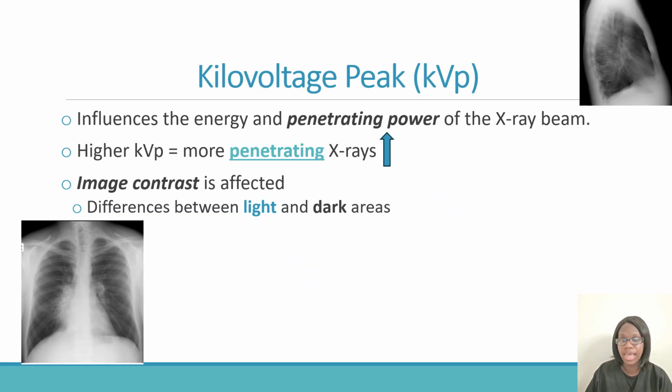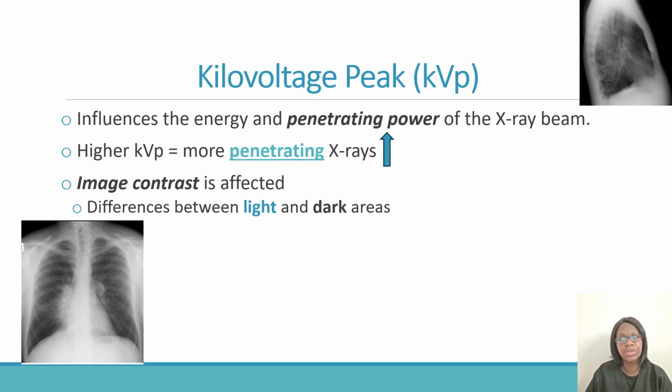Kilovoltage peak, or kVp, influences the energy and penetrating power of the X-ray beam. Higher kVp equals more penetrating X-rays. And your image contrast will be affected. You have your differences between light and dark areas.